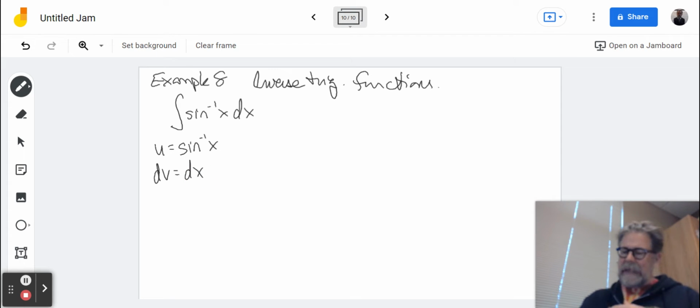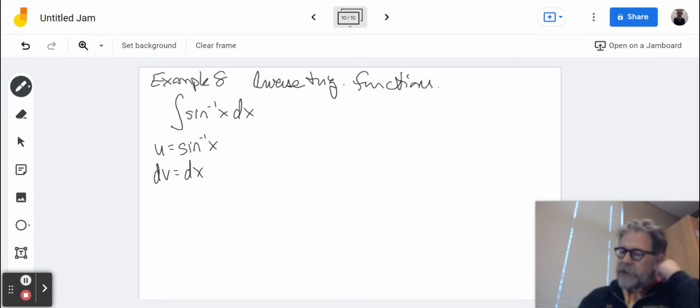Notice that if we chose dv as being arcsine, well, then u is equal to 1, and we haven't got ourselves anywhere. We still have the exact same antiderivative that we started with. So there's just a little aside: it won't work if we do it the other way because it doesn't do anything.